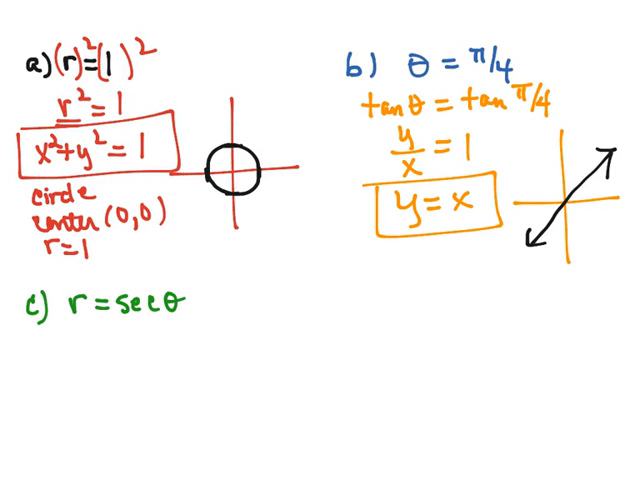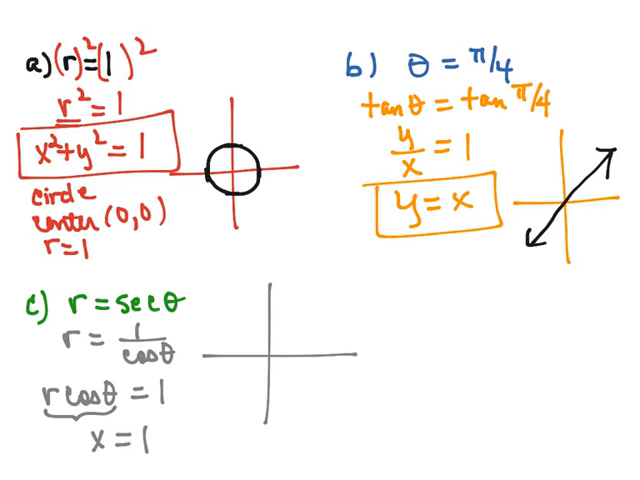The last example, we have r equals the secant of theta. And so for this one, let's first of all remember that secant is 1 divided by cosine. And so if we multiply by cosine on both sides, we'll have r times the cosine of theta is equal to 1. And then r times the cosine of theta is defined to be x. So x equals 1. So if we graph this equation, we're going to have a vertical line at 1.